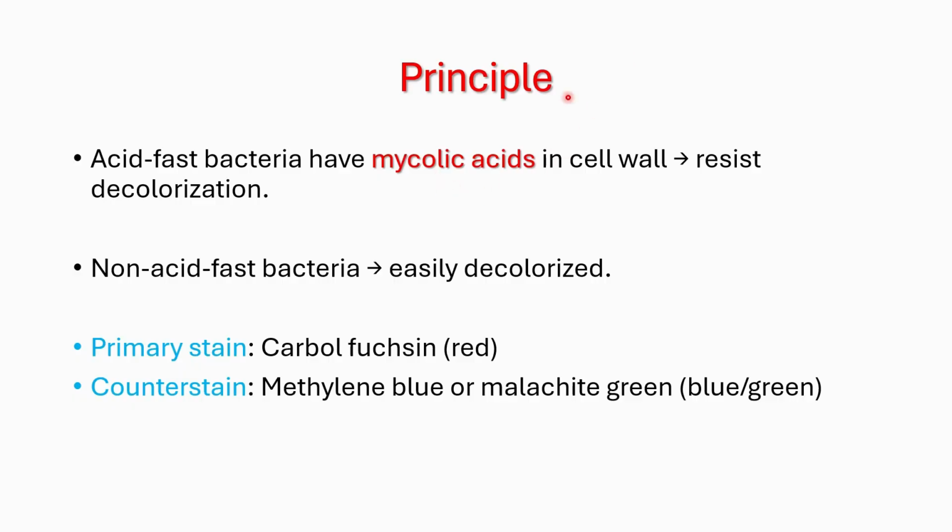The principle of acid-fast staining is simple. The bacteria with mycolic acid-rich cell wall, like Mycobacterium bovis or Mycobacterium avium, retain the red dye even after treatment with the acid alcohol, the decolorizer. Other bacteria lose the red color and pick up the counter stain.